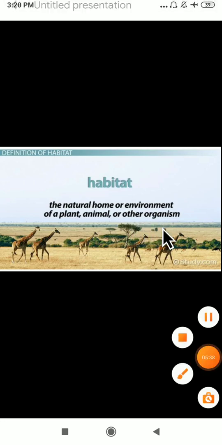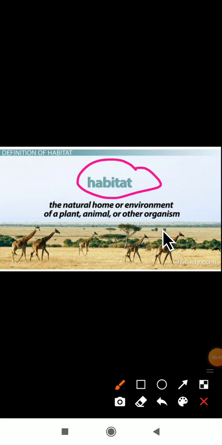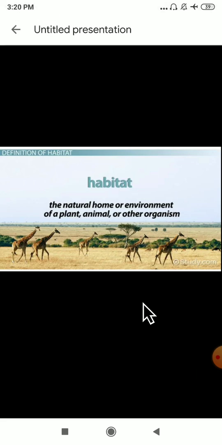Yes, in this manner you have to define the definition of a habitat. Habitat is a natural home or environment. What is habitat? Habitat is a natural home or environment of a plant or an animal or any other organism also. This is the definition of a habitat.